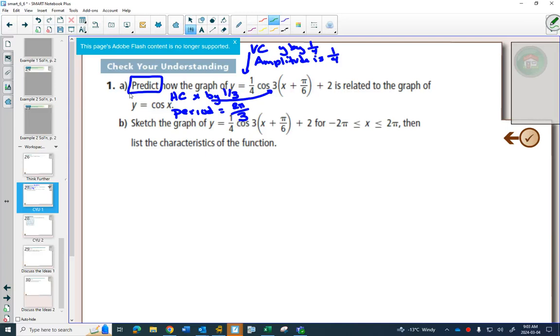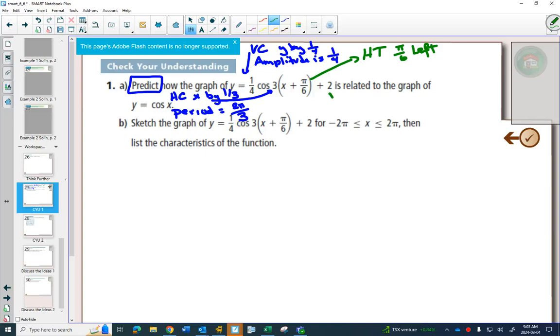I'll do the translations in green. That'll be a horizontal translation. Notice it's already in factored form, so I didn't have to change anything. That'll just be a horizontal translation, pi over 6 to the left. Sometimes in sinusoidals we call it a phase shift. I wouldn't bother writing anything extra for that, because basically the C value, translating it left and right, is exactly the same in transformations as in sinusoidal graphs.